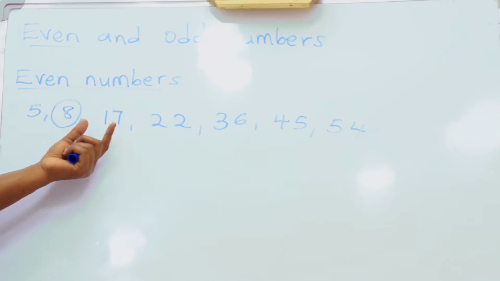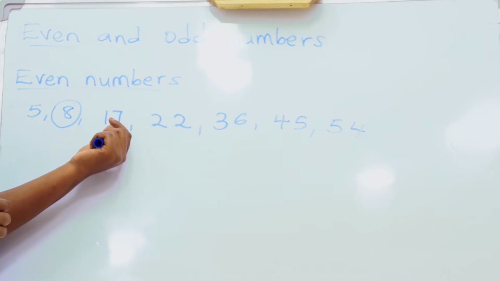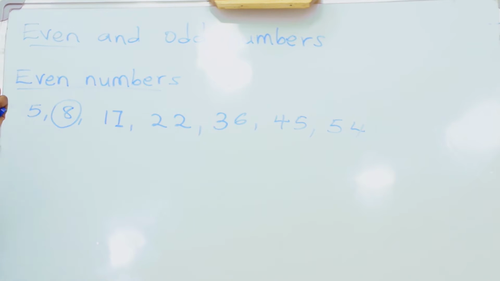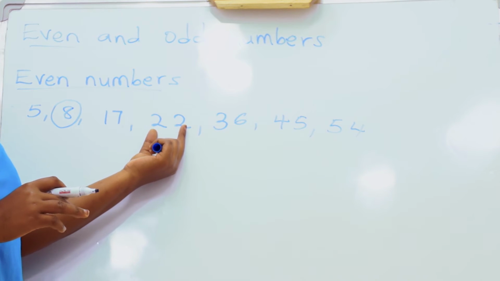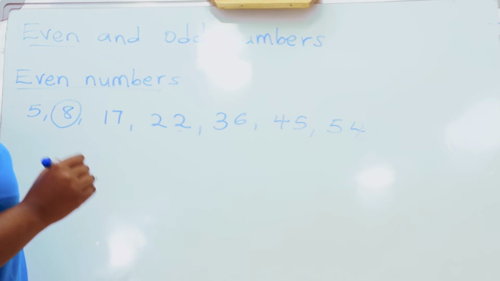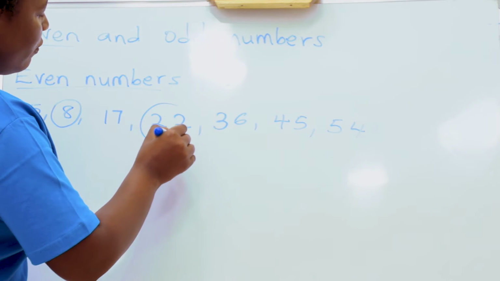Our next number is 17. We look at the last number, which is 7. Is 7 among the even numbers that we said? No. So 17 is not an even number. We look at the next number, which is 22. So 22 ends with 2. Is 2 among the even numbers that we said? Yes. So 22 becomes an even number.